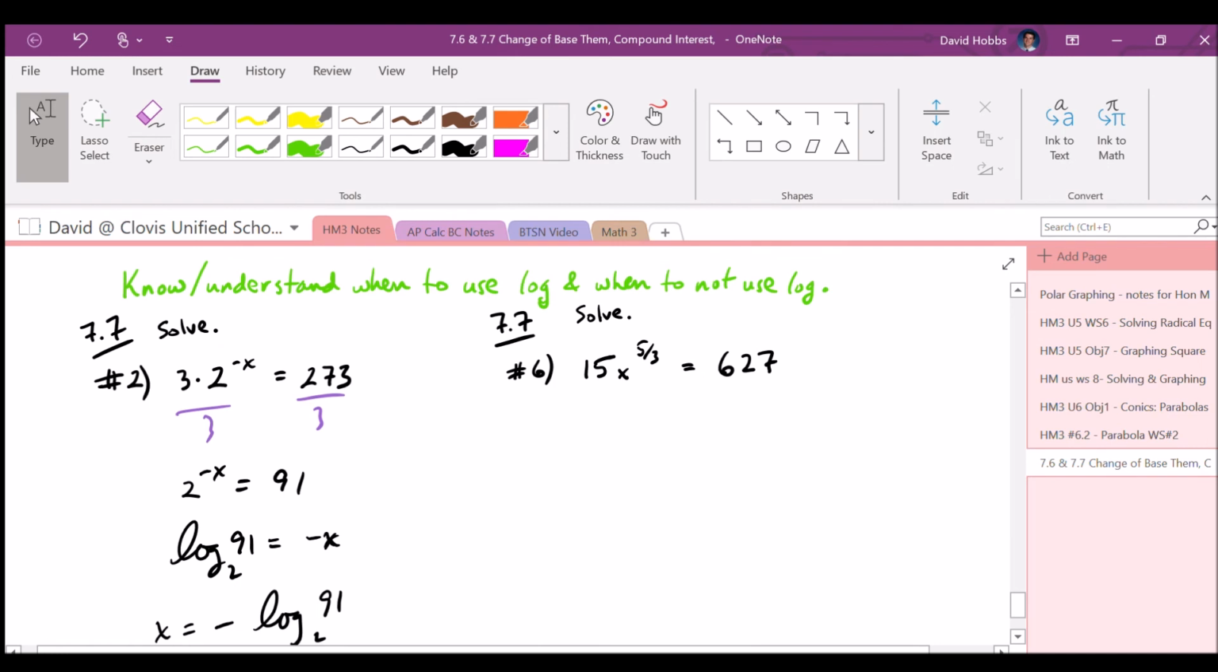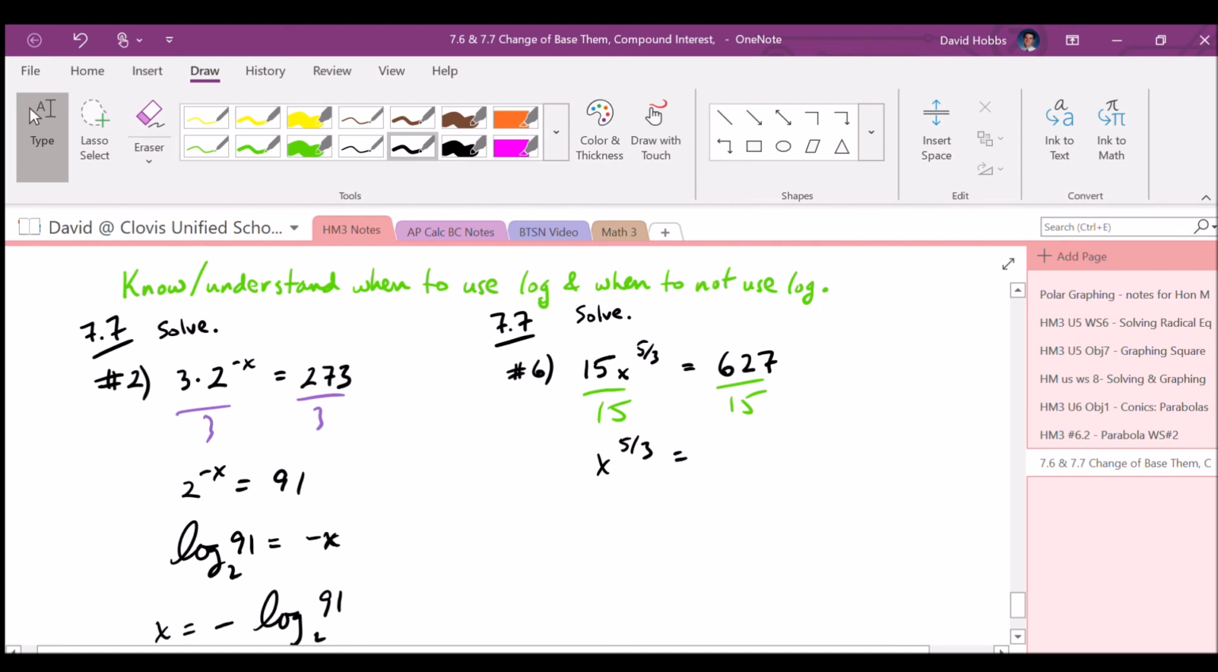Okay, problem number 6. Where is my unknown? Is it in the exponent? No, it's down in the base. If the unknown's not up in the exponent, we're not going to need logarithms. But let's see what we do. Looks like I would divide by 15 on both sides to begin with. And so we get x to the 5/3 equals, I don't know if that reduces or not.